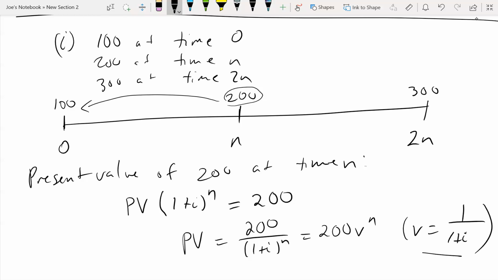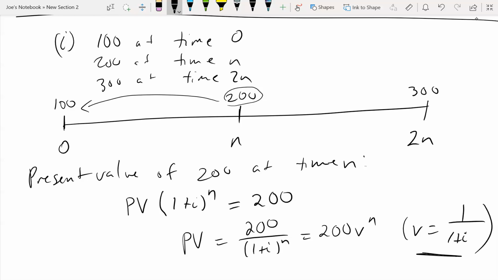This is a formula that you're going to want to remember, because a lot of problems have v in it, and you're going to be given i, or vice versa. So this is definitely one of those first formulas that you should remember. And there's a bunch of them that go along with it, with v and d and i, and we'll talk about some of those in a minute. All right. So that's the present value of 200 at time n.